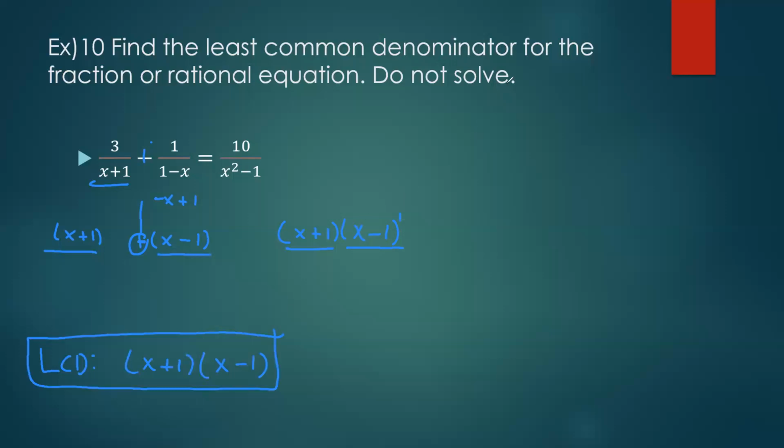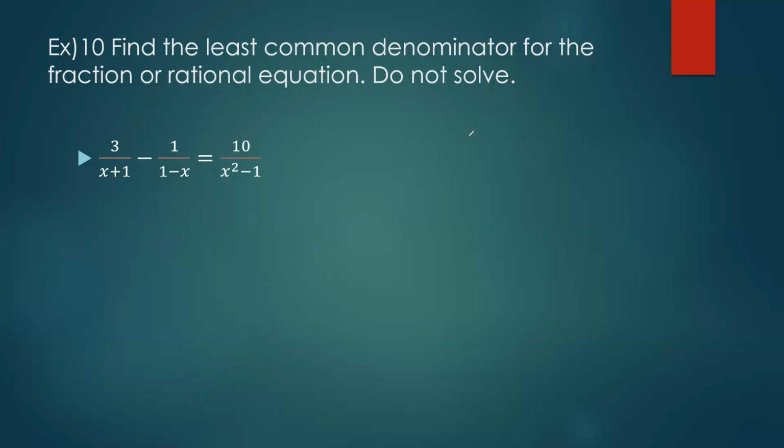Okay, let's move on to the last example. We have 4w minus 1 over 3w plus 6 minus w minus 1 over 3 equals w minus 1 over w plus 2. So let's find the LCD. So check if it's in the most prime form.